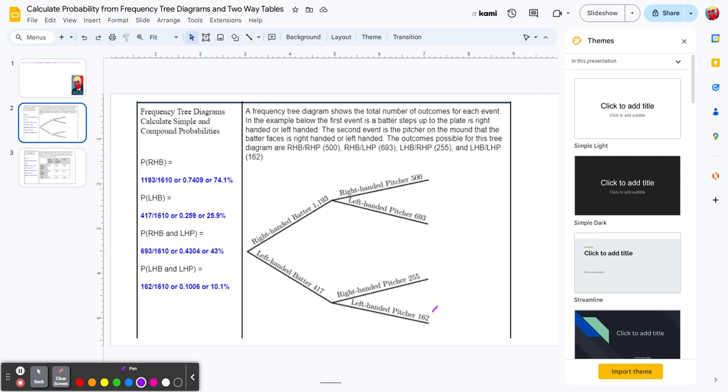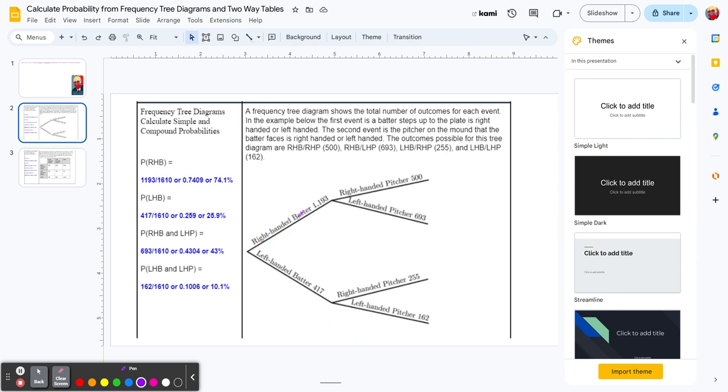So here we have an example with a frequency tree. The first event is the batter in baseball is either a right-hand batter or a left-hand batter. The second event is the pitcher is either a right-hand pitcher or a left-hand pitcher.